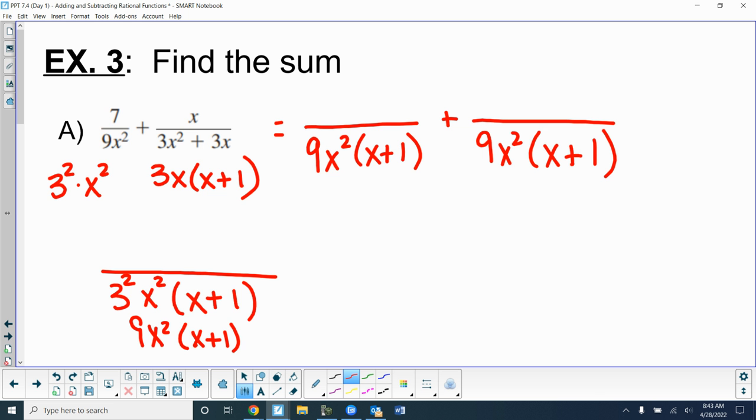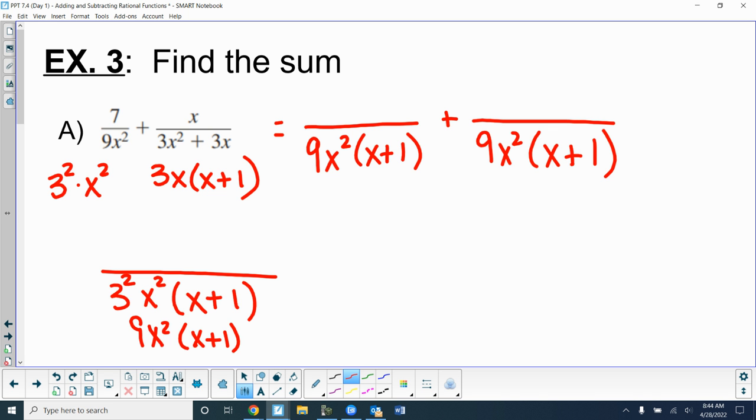So, here's what you do again. You factor what you can. Whatever factor shows up, you write it down. It only has to show up once. It doesn't have to show up in both. And then any exponents, you write the higher exponent down. That becomes your least common denominator. Okay? Any questions so far?